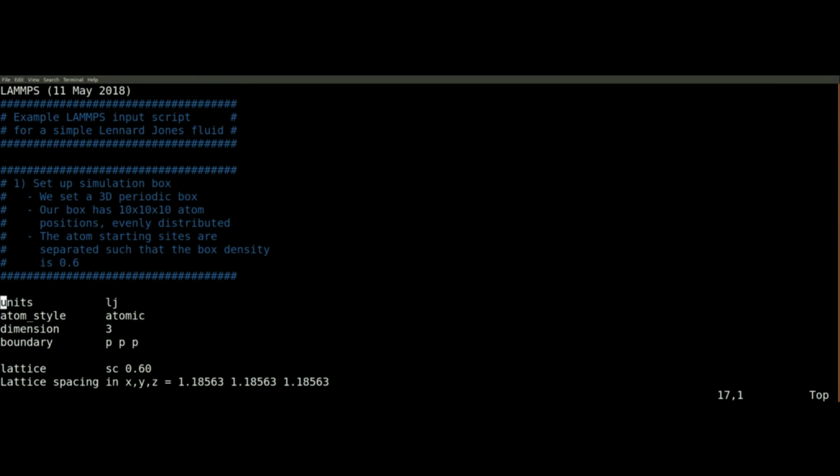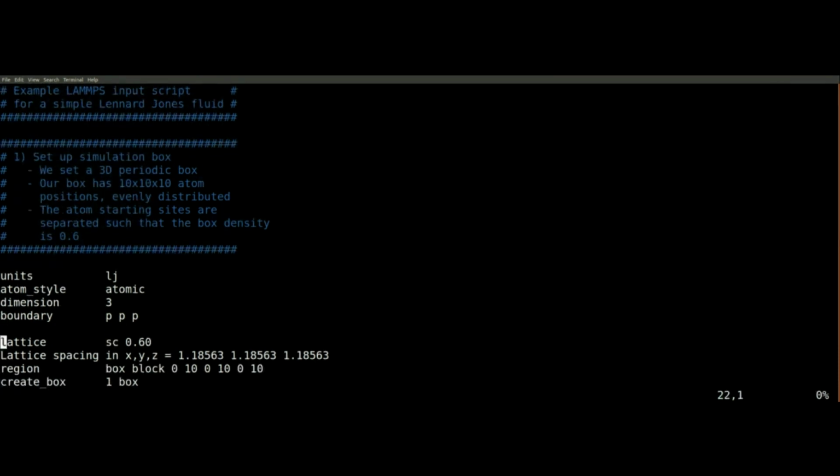Okay, it takes the units LJ box, gets to atom styles, it takes that atom style box, dimensions, it takes that, boundaries, it takes that, etc., until it gets to lattice. And lattice is the first one where LAMMPS needs to set something. And it sets the lattice and says, well, okay, if you want a simple cubic lattice at a density of 0.6, that means that your x, y, and z lengths need to be 1.18.